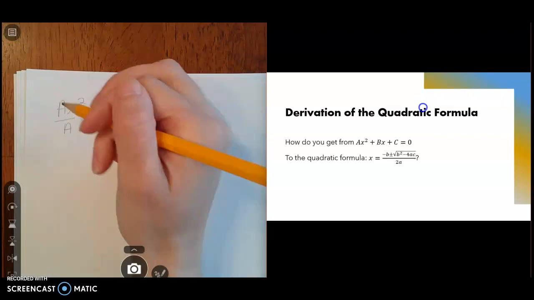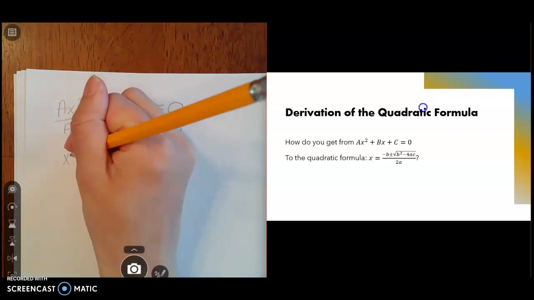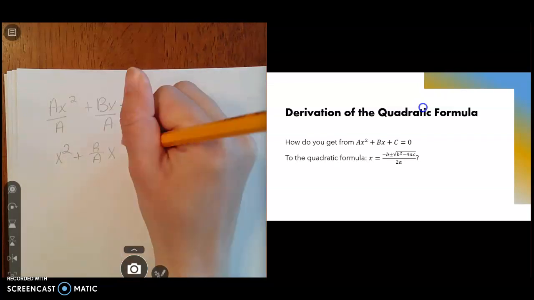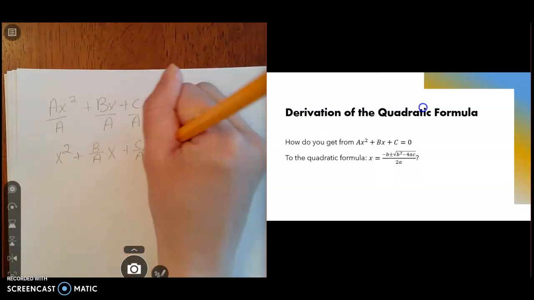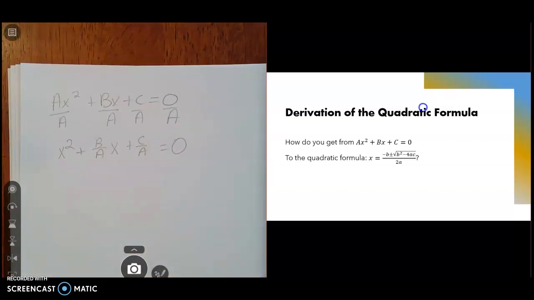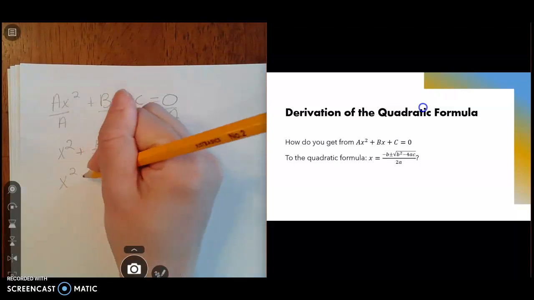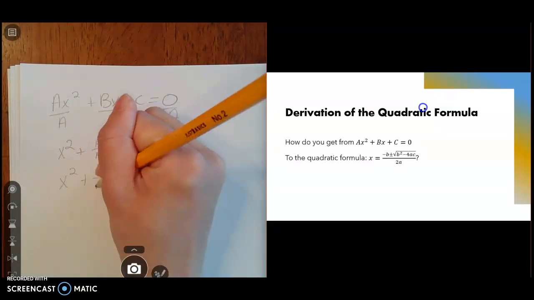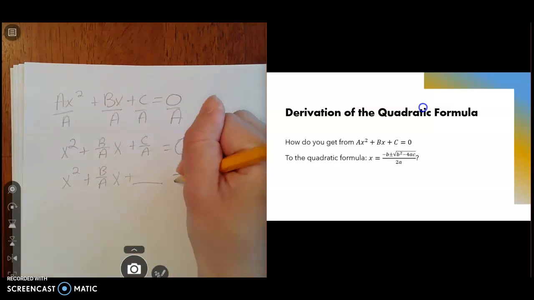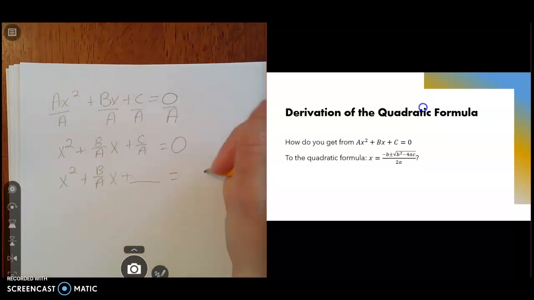A divided by a is 1, so I'll just have x squared. I've got a b over a times x, and a c over a over here, and 0 divided by a is 0. The next thing I would do is get my constant to the other side. So I'd have x squared plus b over a times x plus blank for that completing the square step, and then I would subtract c over a to the other side, okay?